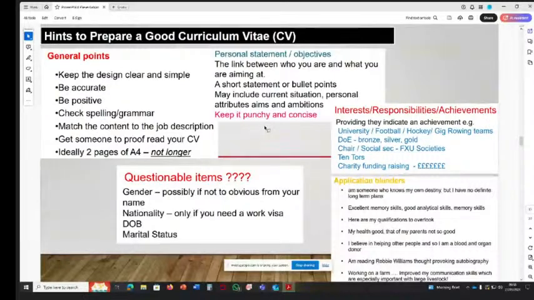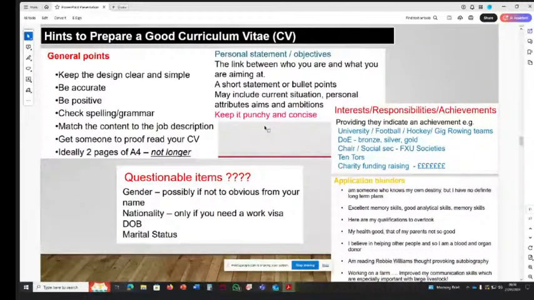Usually I prefer that you don't need to disclose at your first interaction your gender, nationality, date of birth, or marital status. It doesn't matter who you are, because the UK is a perfect example of an equality, diversity, and inclusivity country. So it doesn't matter what your gender, skin color, date of birth, or marital status is. Feel free to avoid these things.